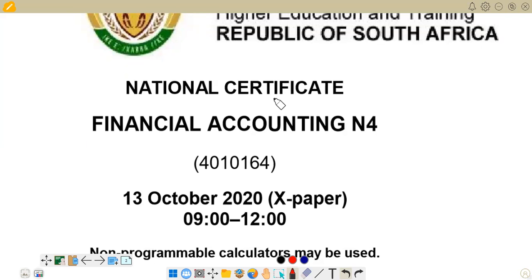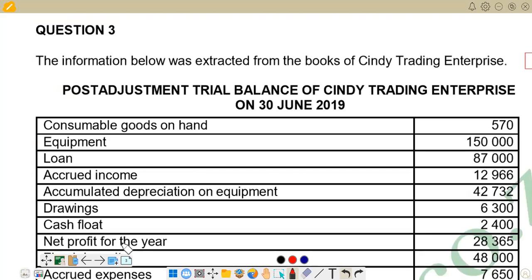Today we want to look at a question paper of October 2020. This is the question paper that we have, and on it we are going to look at question 3. This question requires us to prepare the balance sheet and notes to the balance sheet. So this is the question that we have.